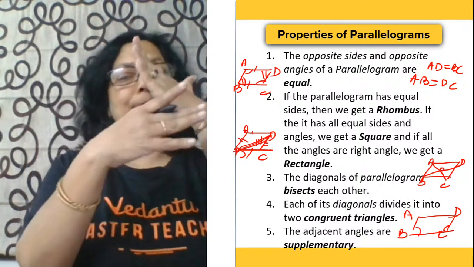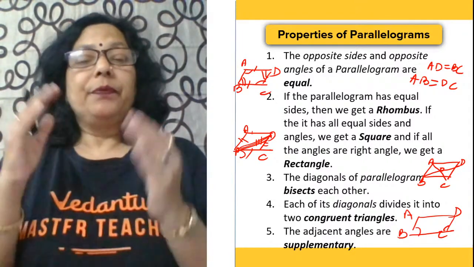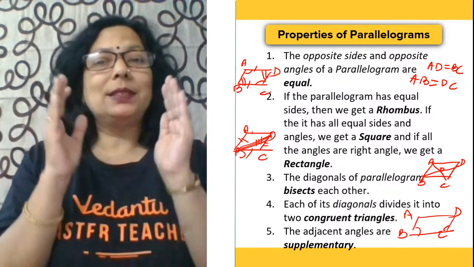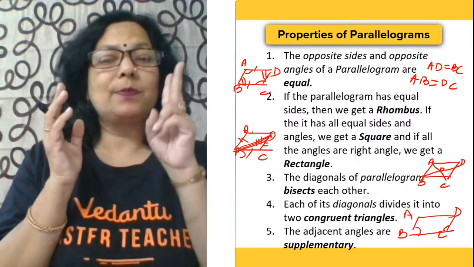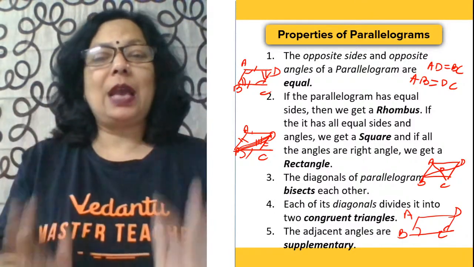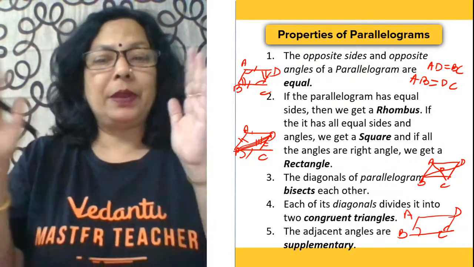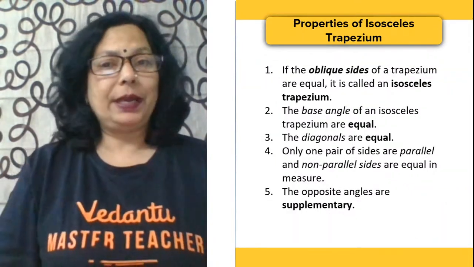Diagonals of a parallelogram bisect each other, means two diagonals get divided into two equal parts. Then one diagonal divides it. Any diagonal of a parallelogram divides it into two congruent triangles by SSS. We have proved it. And two adjacent angles in a parallelogram, the neighbors in a parallelogram, they are supplementary. The sum is 180 degrees.